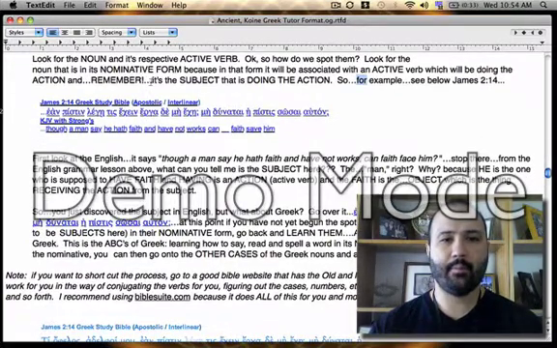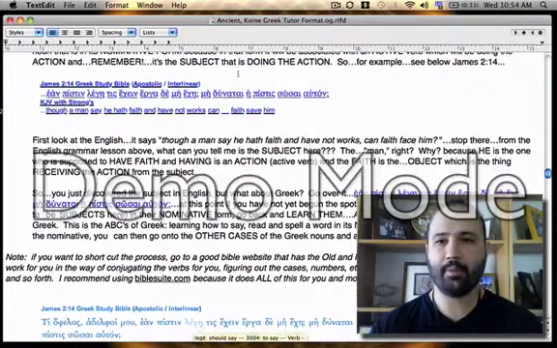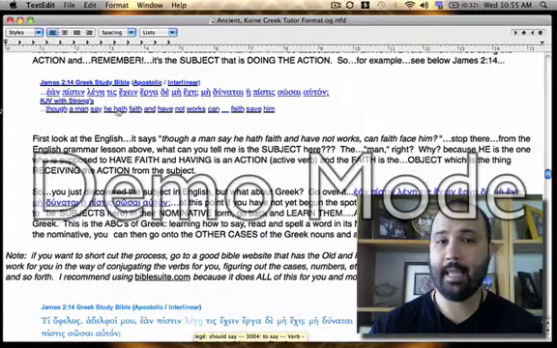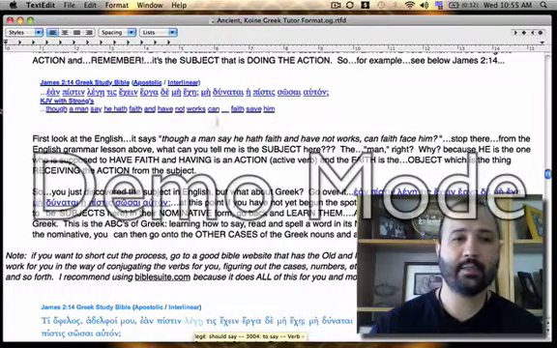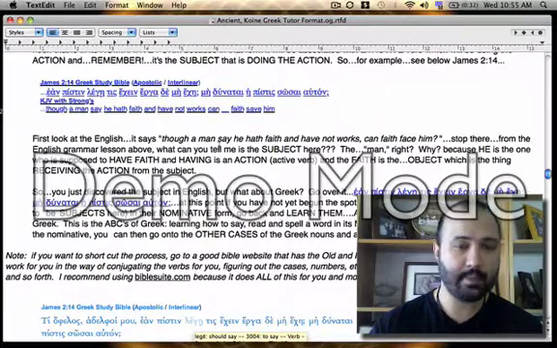So here, remember, it's the subject that's doing the action. So for example, let's look at a scriptural text, James chapter 2, verse 14. "Though a man say he hath faith, and have not works, can faith save him?" Now, if you're reading this in English, can you find the subject of the sentence and the active verb that complements it, that goes along with it?